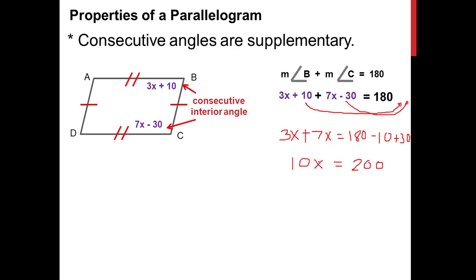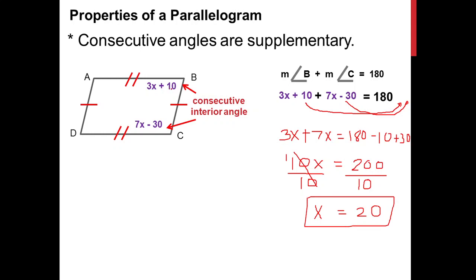Now we need to solve for the variable x. We need to eliminate the numerical coefficient. The only way to eliminate this one is to divide it by itself. 10 divided by 10 is equal to 1. 1 becomes an imaginary number, so what's left is x. 200 divided by 10, that is equal to 20. Now let's try to substitute this value of x to our statement here. So let's start with angle B.